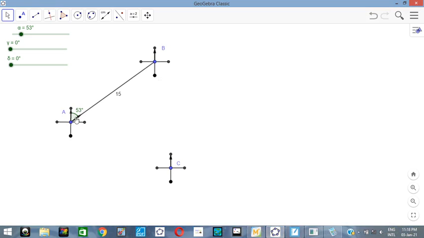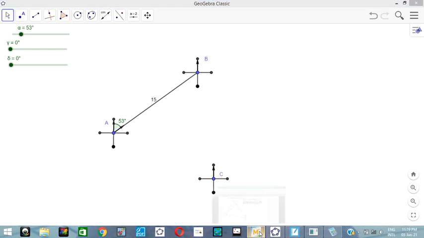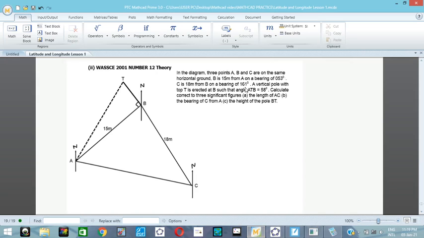Okay, so 15 meter from A, I've settled this. So A to B, turn bearing 53 degrees down to B, and it's 15 meter. Alright, then C, let's go on. Then it said from B now we turn bearing 161 degrees to C.